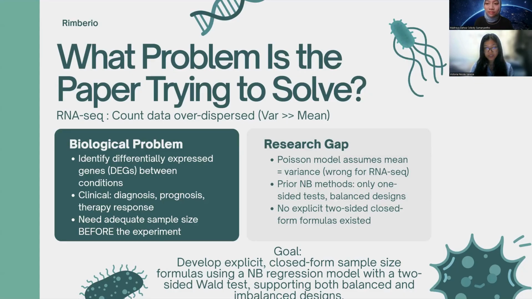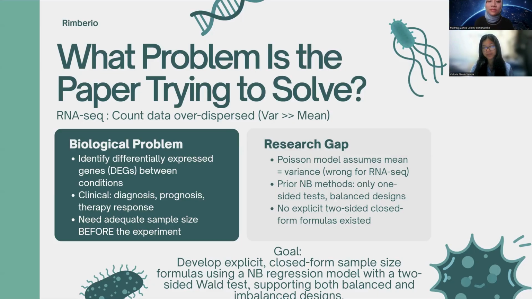The challenge is that RNA sequence data are not simple data. They are count data and usually have very high variability, or what statisticians call over-dispersion. Other methods use the Poisson model, but Poisson assumes that the mean equals the variance, and that assumption doesn't work well for RNA sequence data. So the authors propose a better approach using a negative binomial regression model.